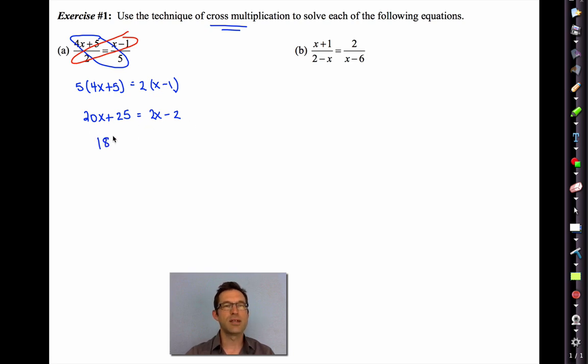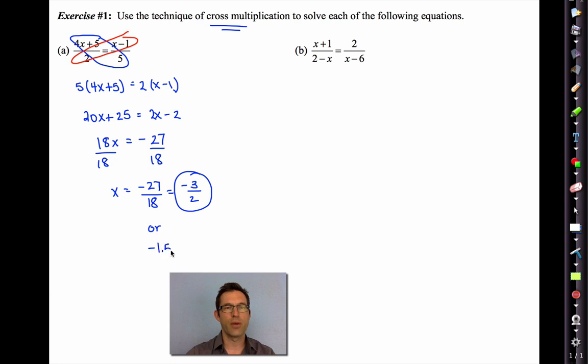It's pretty easy now to bring the 2x over here, bring the 25 over there. It's not the nicest answer, granted. But then we can obviously just divide both sides by 18, and we'll get x equals negative 27/18. Then we can simplify that to negative 3/2, or negative 1.5. It's all good. Now that was a very simple example of a cross multiplication problem.